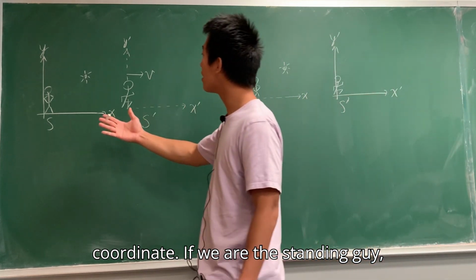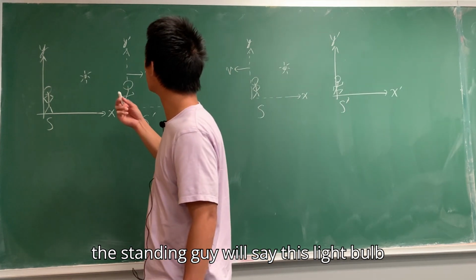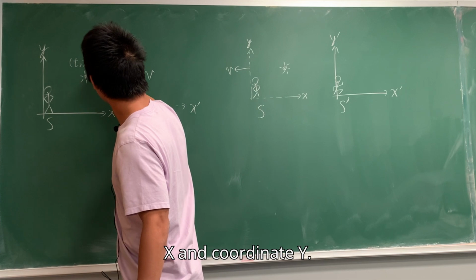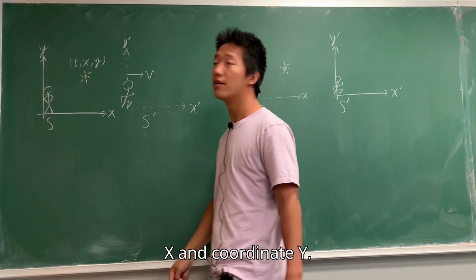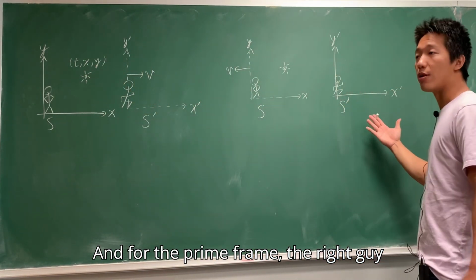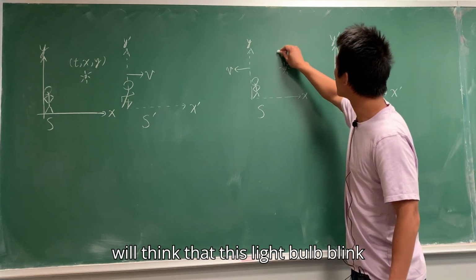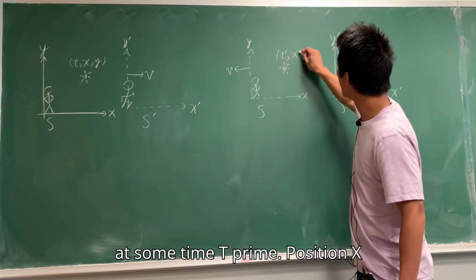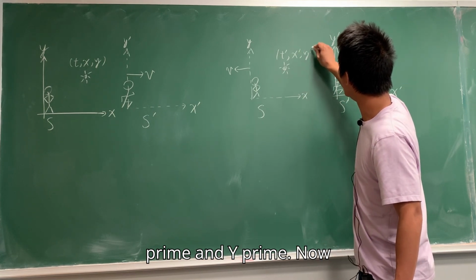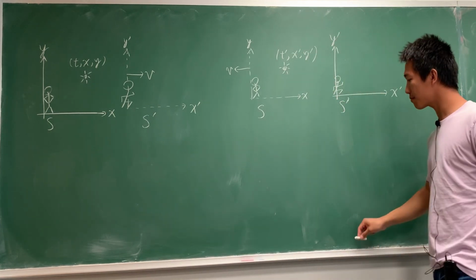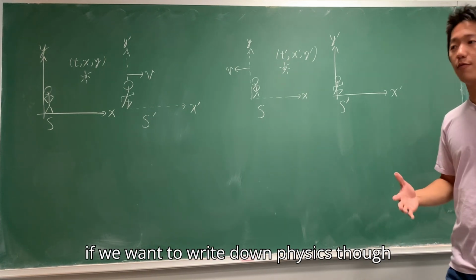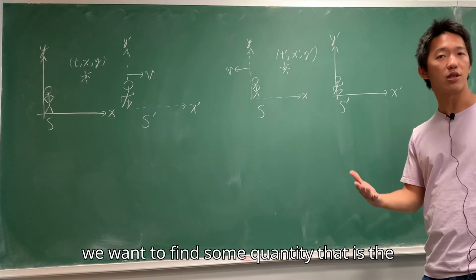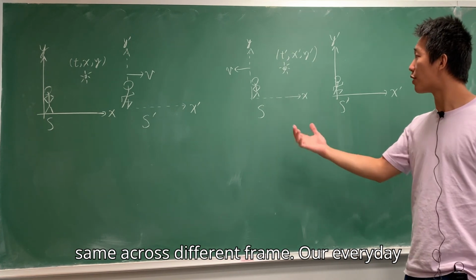If we are the standing guy, we will say this light bulb blinked at some time t, coordinate x and coordinate y. And for the prime frame, the running guy will think that this light bulb blinked at some time t prime, position x prime and y prime. Now, if we want to write down physics law that is the same across different frames, we want to find some quantity that is the same across different frames.